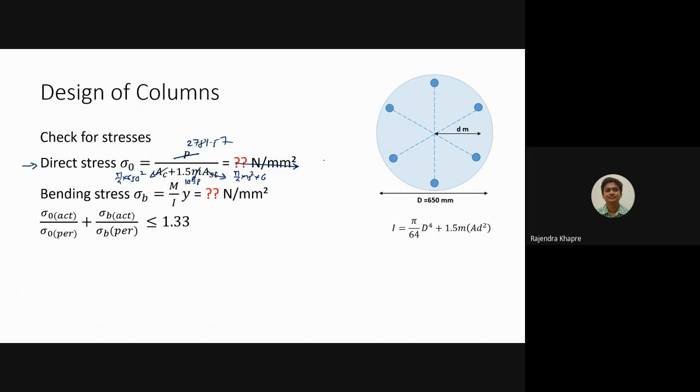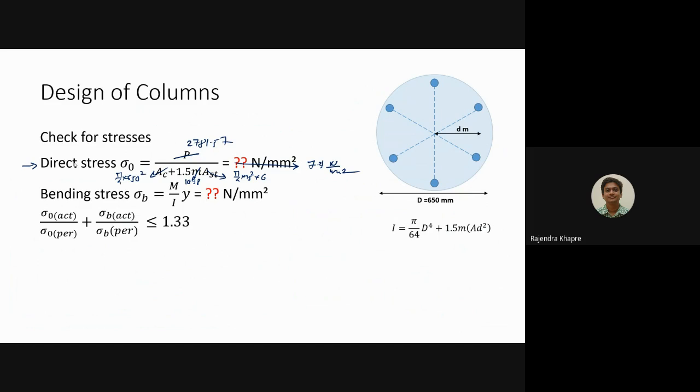Yes, how much is direct stress? चलो जल्दी बताओ. Anyone? Sir, 7.31. 7.31. Yes, sir. Okay, let me note down. 7.31 newtons per mm square.